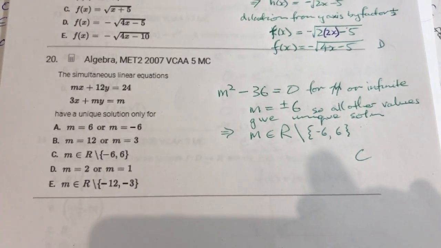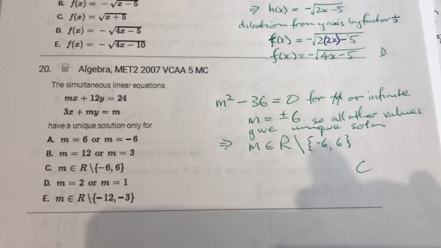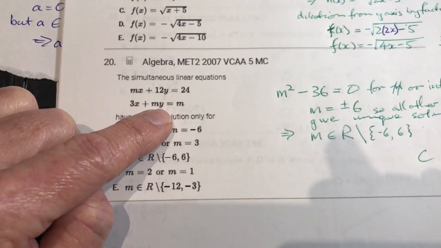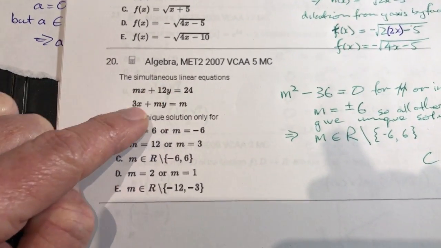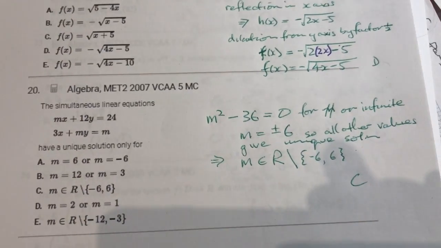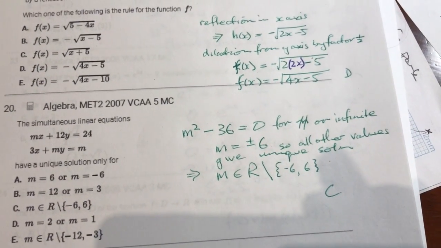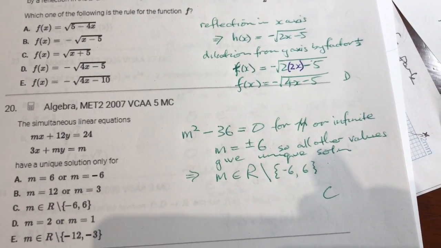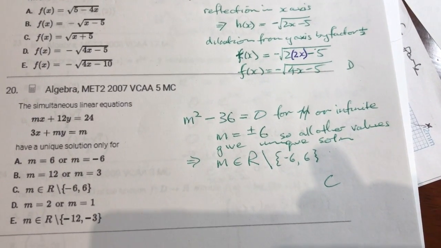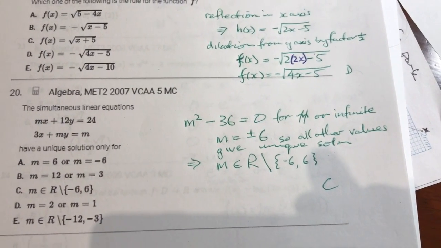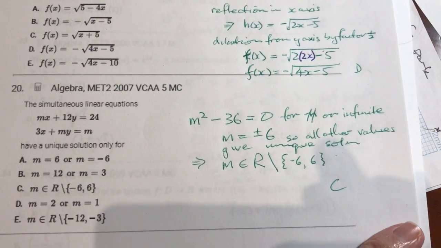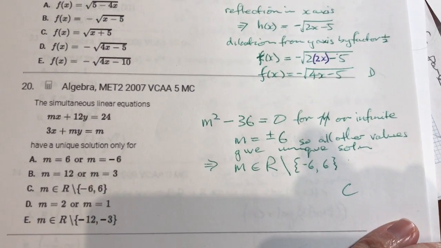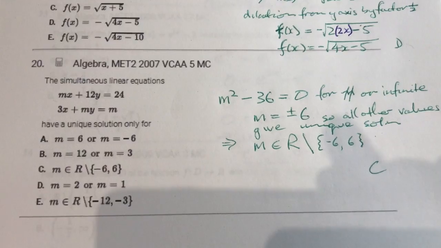Question 20. So I'm simply multiplying my main diagonal across here, m times m, and then subtracting 12 times 3. So it's m squared minus 36 equals 0. If it equals 0, then that will be either infinite solutions or parallel lines, no solutions. So everywhere else is a unique solution. So solving that, I get m equals positive 6 or negative 6. All other values give a unique solution, and so the answer is C.